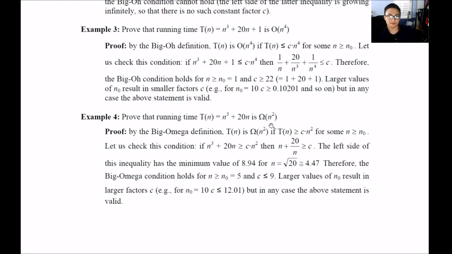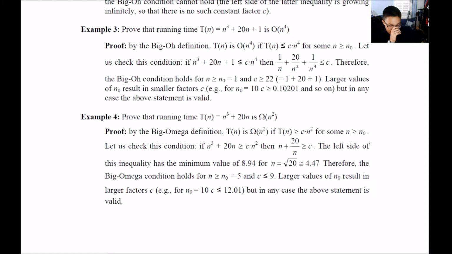So greater than or equal to, and then whatever's inside the parentheses of the big omega, and then you solve for c. The left side of the inequality has a minimum at n equal to the root of 20. Therefore, the big omega condition holds for n greater than or equal to n naught equal to 5, and c less than or equal to 9. Larger values of n naught result in larger values of c. For example, plug in 10, c is less than or equal to 12.01, but in any case, the above statement is valid. The big omega is n squared.